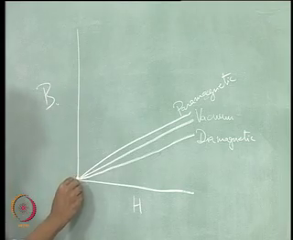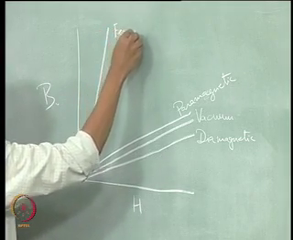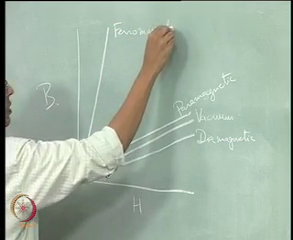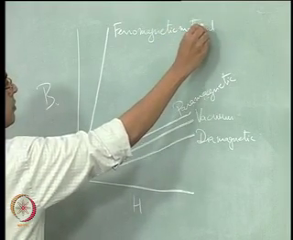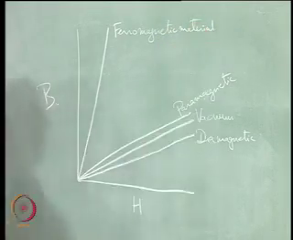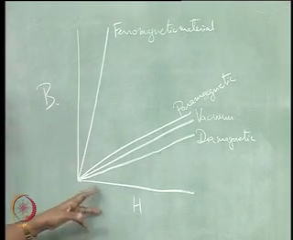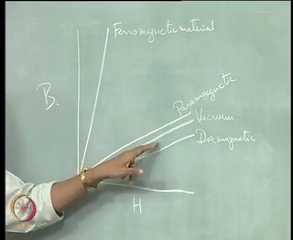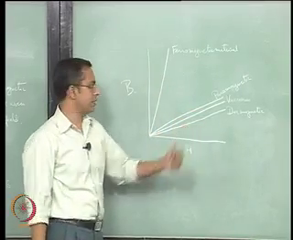A ferromagnetic material would look like this. So this means that even for small H you are getting a very large B, and that is why it is much larger than the vacuum's contribution. This is not even really drawn to scale, it is simply drawn as a schematic to convey the idea to you.